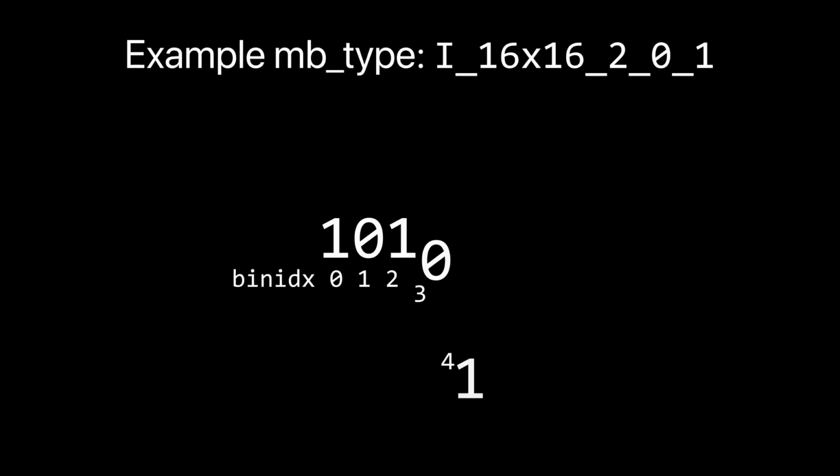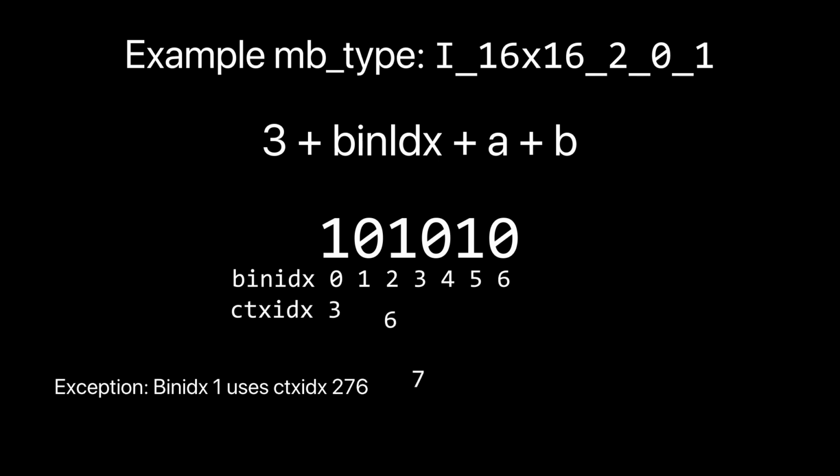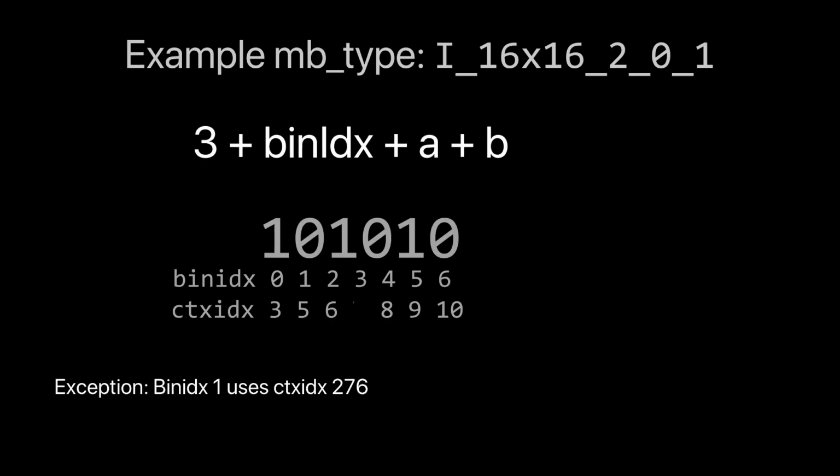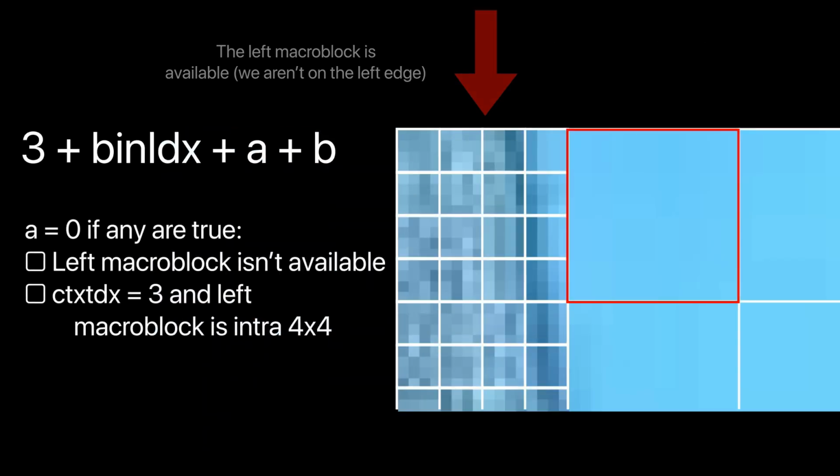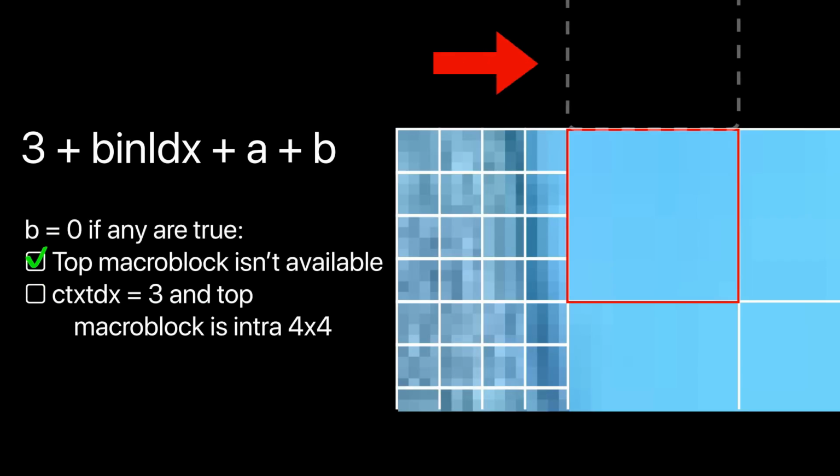We'll write each bit of our macroblock type with the context model 3 plus binIdx plus A plus B. A is 0 if the left macroblock is unavailable, or if it was an Intra 4x4 macroblock and our current context model is 3. Otherwise, A is 1. B is the same but for the top macroblock.